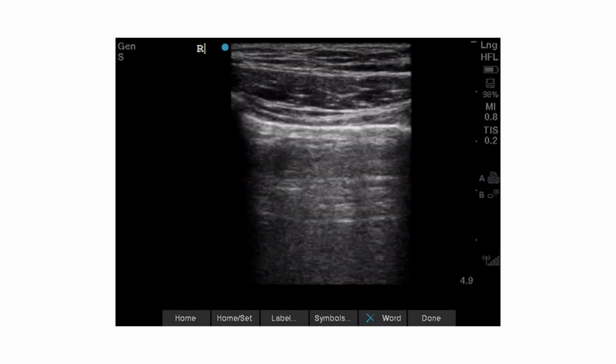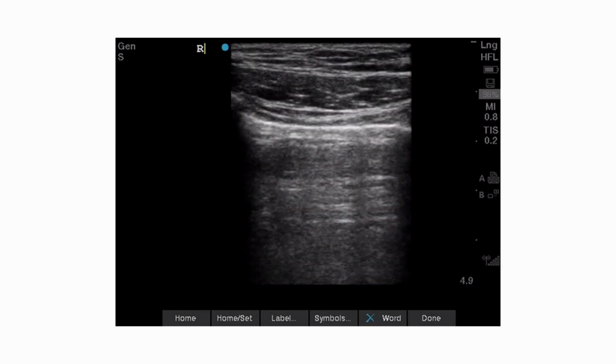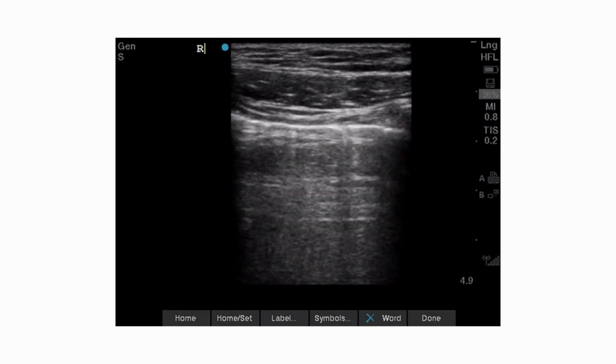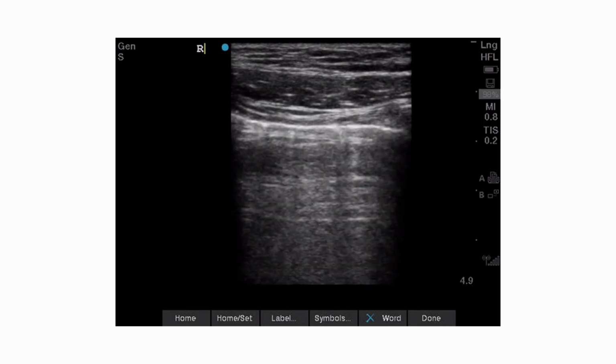Now there are other more advanced studies we can do with things called M-mode, but that's a little more advanced, takes a ton of practice to figure out exactly what you're seeing. So really we want to know, is there lung slide or is there not?